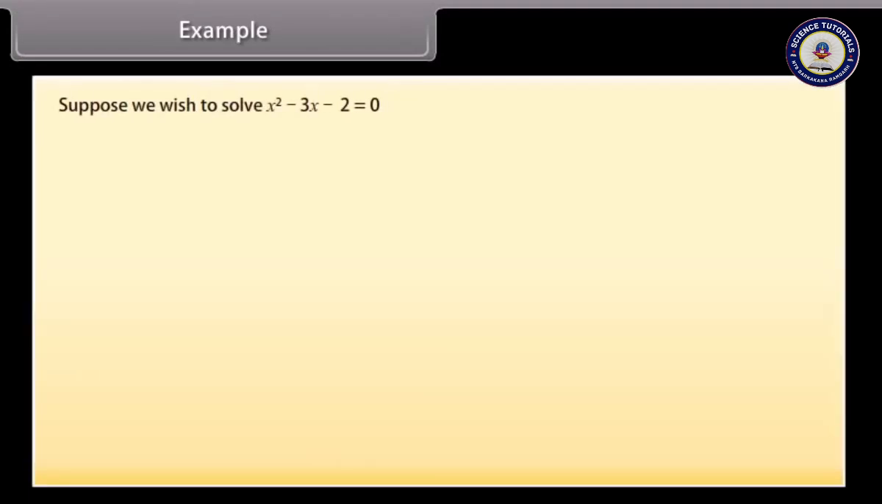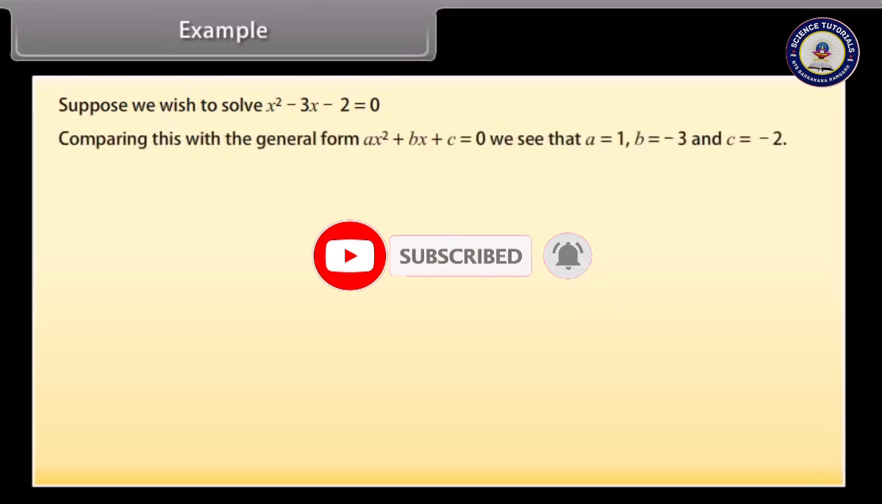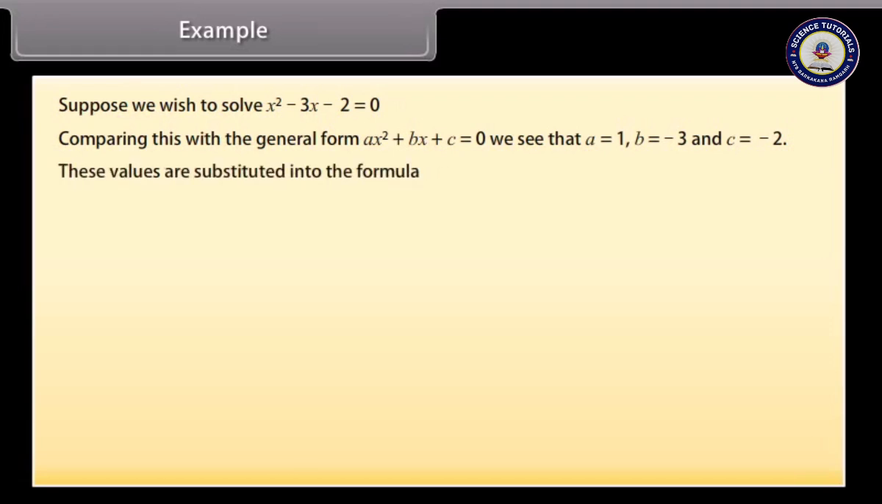Example. Suppose we wish to solve x² − 3x − 2 = 0. Comparing this with the general form ax² + bx + c = 0, we see that a = 1, b = −3, and c = −2. These values are substituted into the formula.